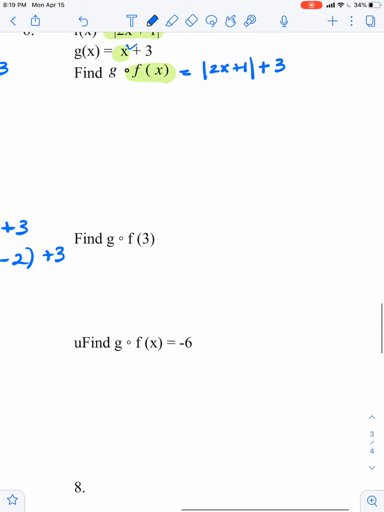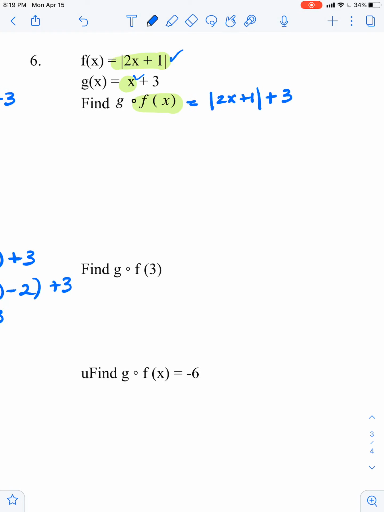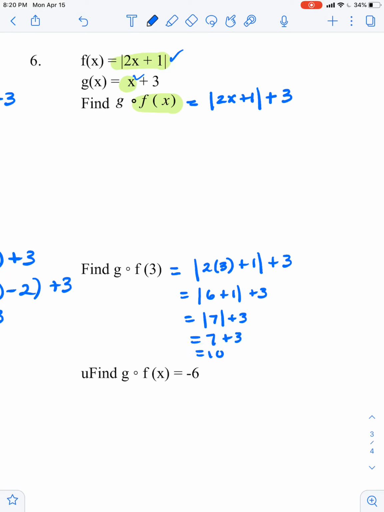Okay, so now it says take g of f of 3. That means to come back up to my equation, and we're going to put in a 3. Just a substitution. And just go ahead and simplify it. 2 times 3 is 6, plus 1 would be 7, which would be 7 plus 3, which is 10. So g of f of 3 is 10. Okay?